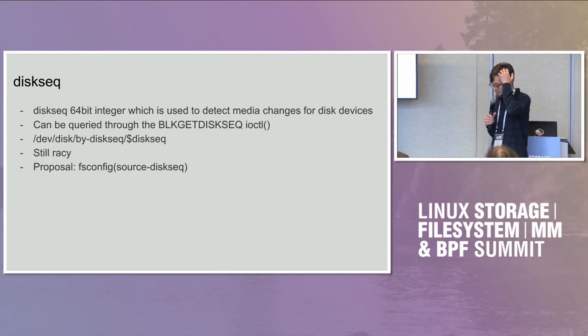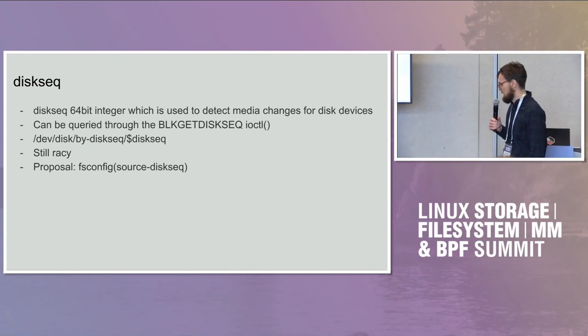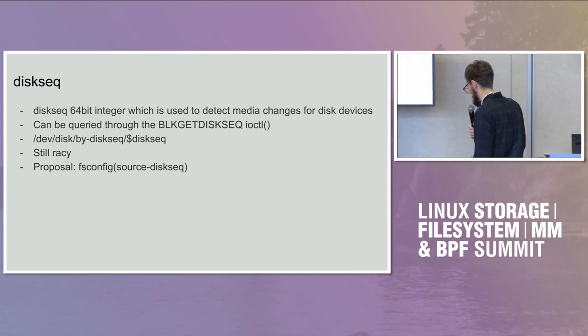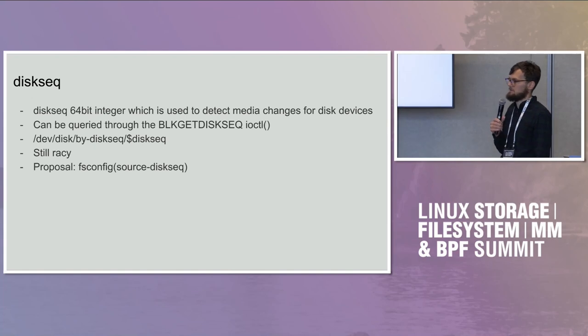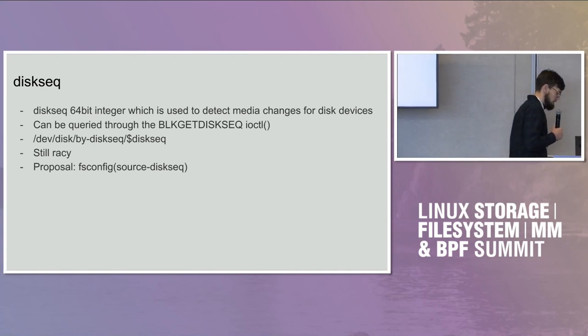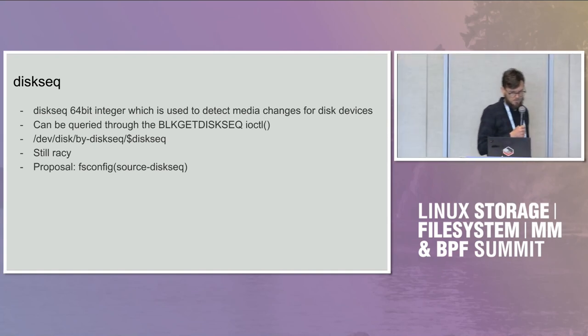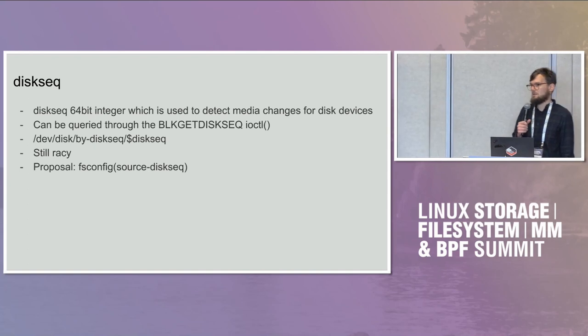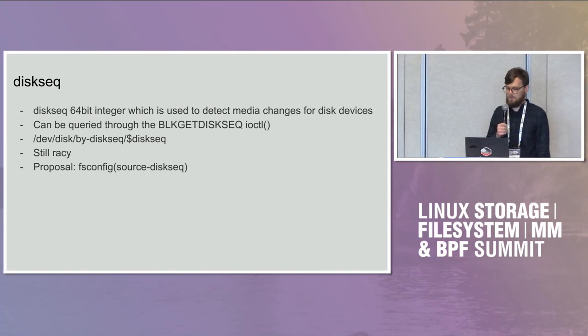In container runtimes, we have this issue of using loop devices a lot. And in loop devices, you can change the media that is attached to them, like images and so on. So you could be trying to mount a loop device image, and while you're doing so, the image changes, and there is no easy way to detect this. It was a long-standing problem for quite a while.